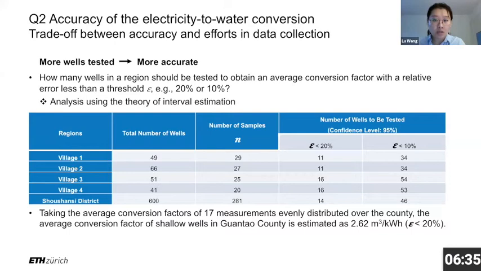Looking at a larger area, the Shoushansi district, the bottom rows, covering 26 villages, the number of required pumping tests needs not increase. Thus, the conversion factor of a region can be derived from a small number of tests on selected wells. The resulting conversion factor is 2.6 cubic meters per kilowatt hour in Guantao County.